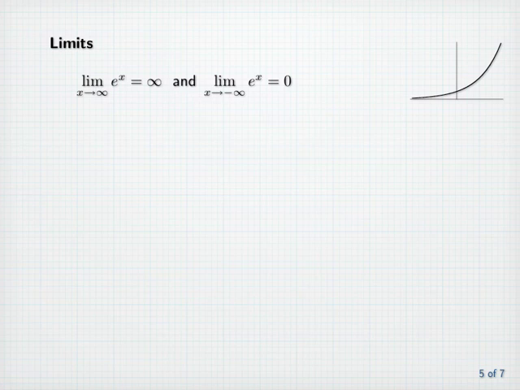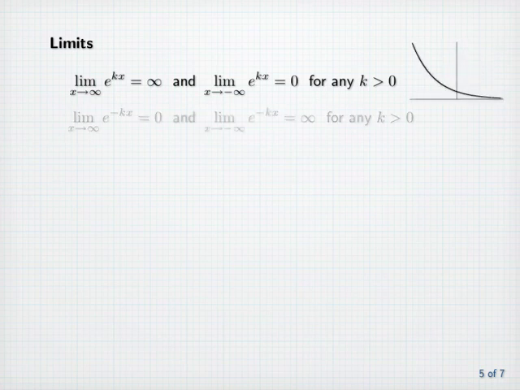The same limits are true for e to the kx for any k greater than 0. If we replace x with minus x, the graph is reflected about the y-axis, and the limits at plus and minus infinity switch. E to the minus kx with k positive approaches 0 as x approaches infinity, and infinity as x approaches minus infinity.